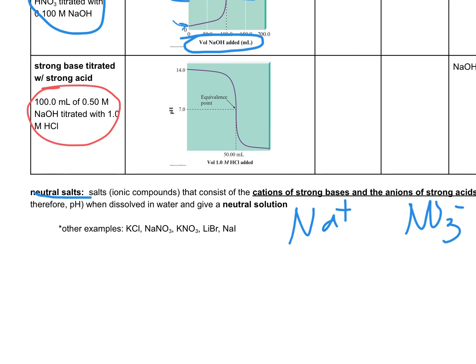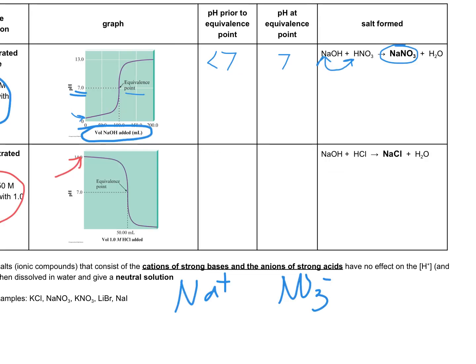We start with a pH that is quite high because we have only base at the beginning of the titration. And then as acid is added, the pH decreases, and eventually we reach the equivalence point. You can see the equivalence point once again is at 7. So prior to the equivalence point, we have a pH that is greater than 7. And then at the equivalence point, once again, we have a pH of 7.